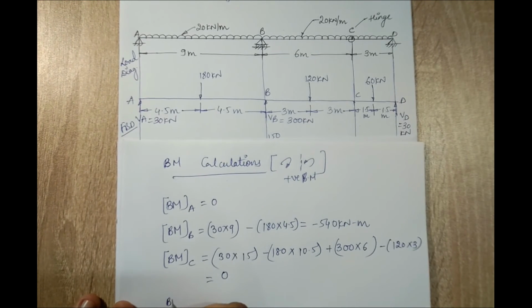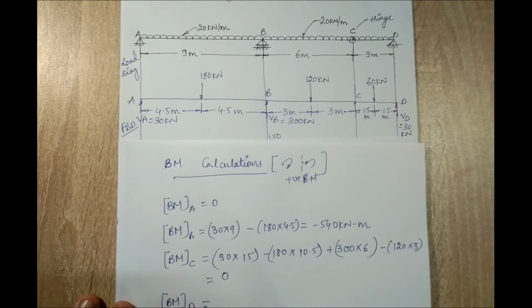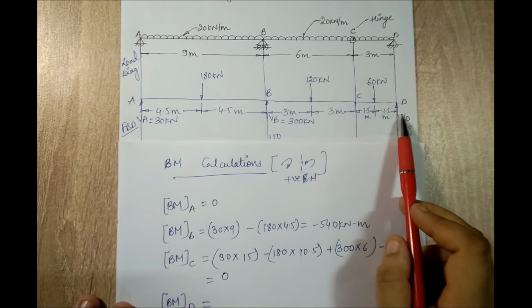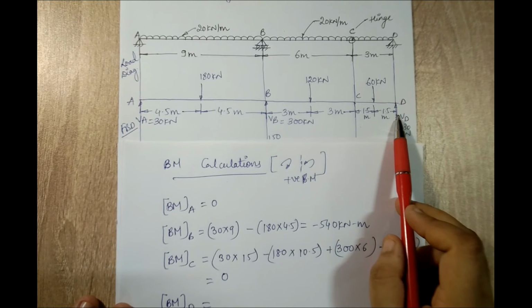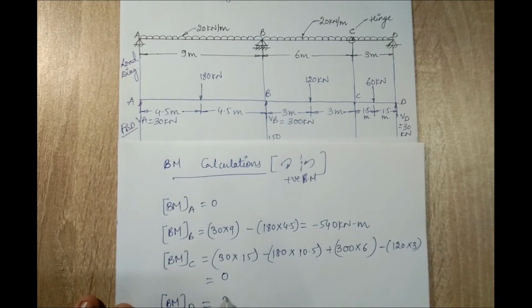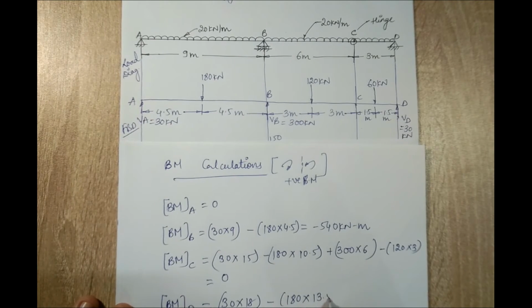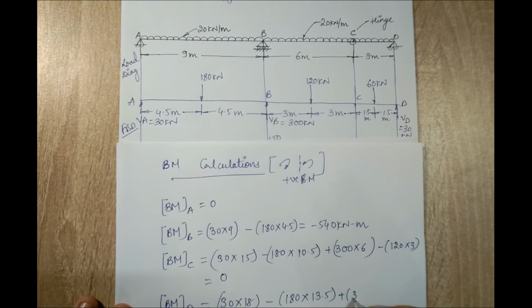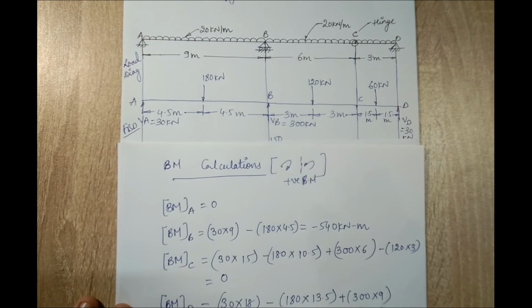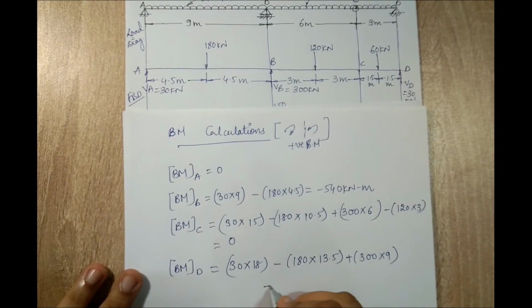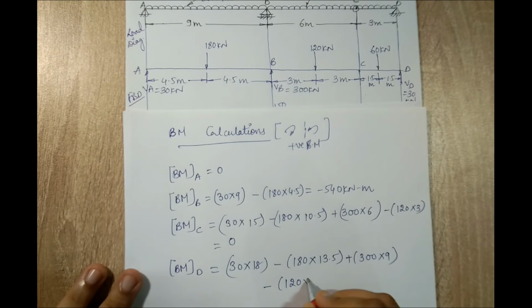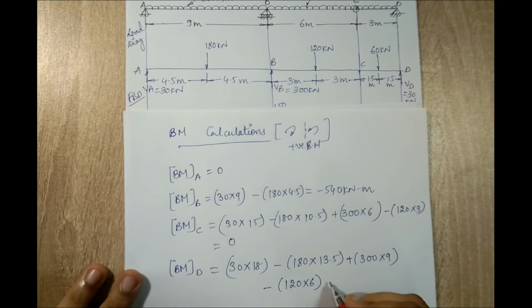Next, I'll go to the point D. Obviously, when I stand at D, I should get the value as 0 because this is the last point and my bending moment here should be 0. So here I have 30 into 18. I'll have minus 180 into 13.5. Then I'll have plus 300 into 9. Next, I'll have minus 120 into 6 and I'll have minus 60 into 1.5.